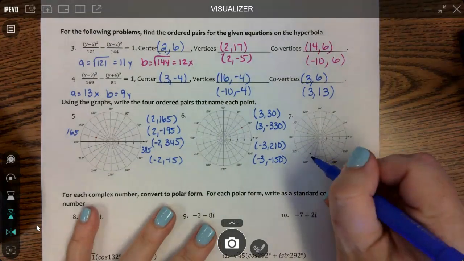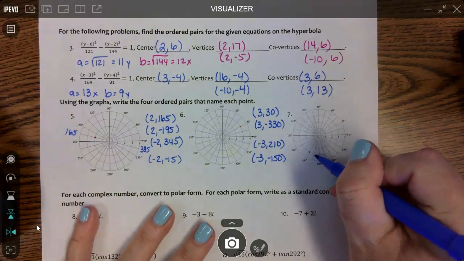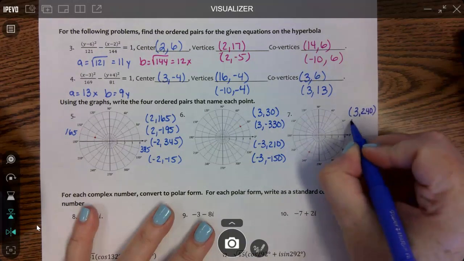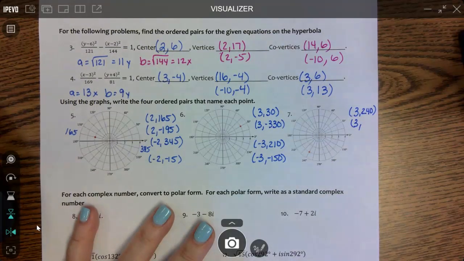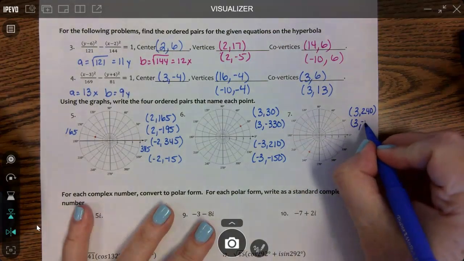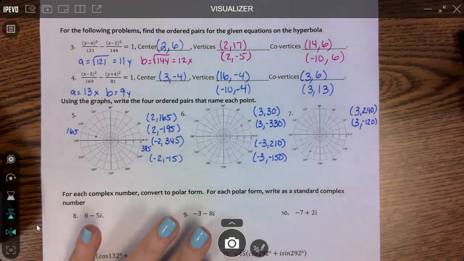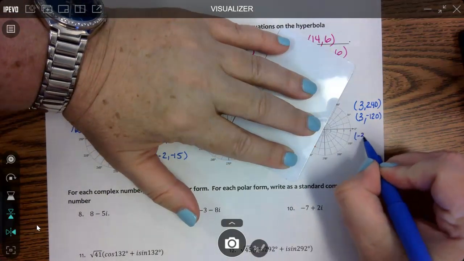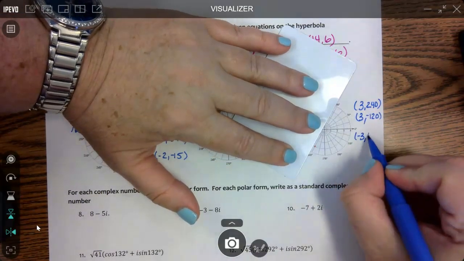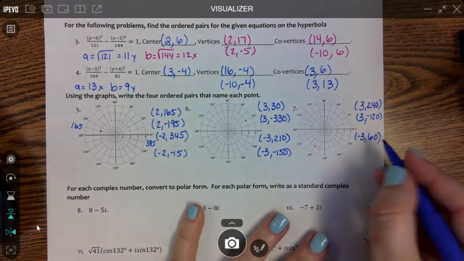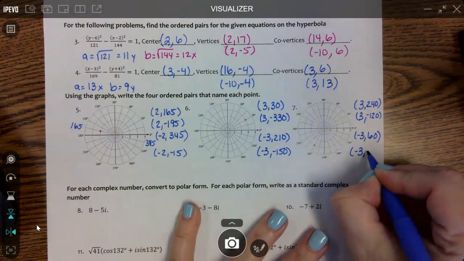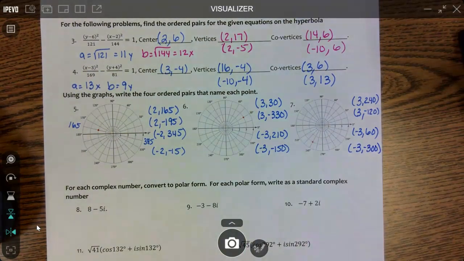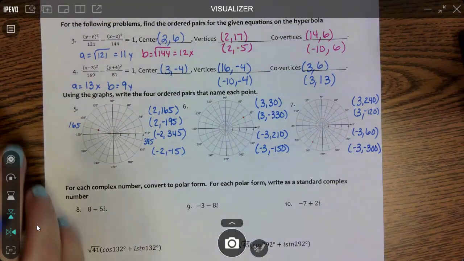Okay, so this dot is at 3, so we can do 3 and 240. Or 240 minus 360, negative 120. Okay, if we go backwards, it'd be negative 3 and 60. And then subtract 360 from that, negative 3 and negative 300. Okay, that was kind of nice.